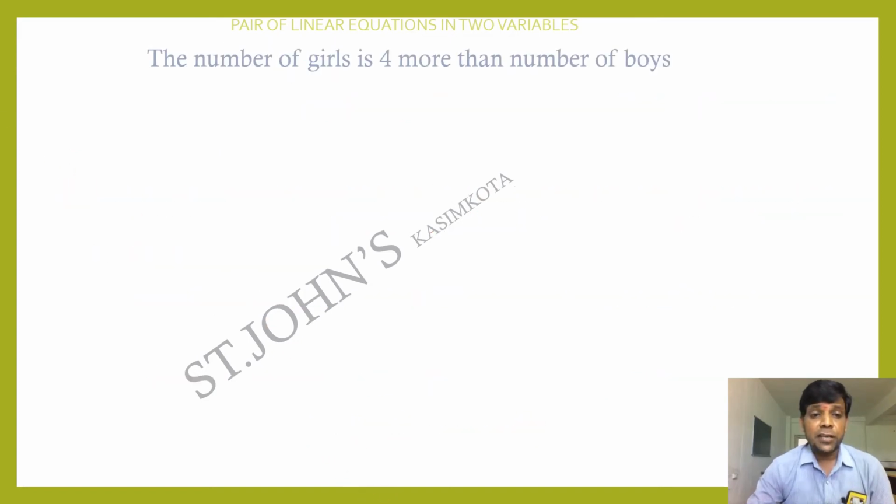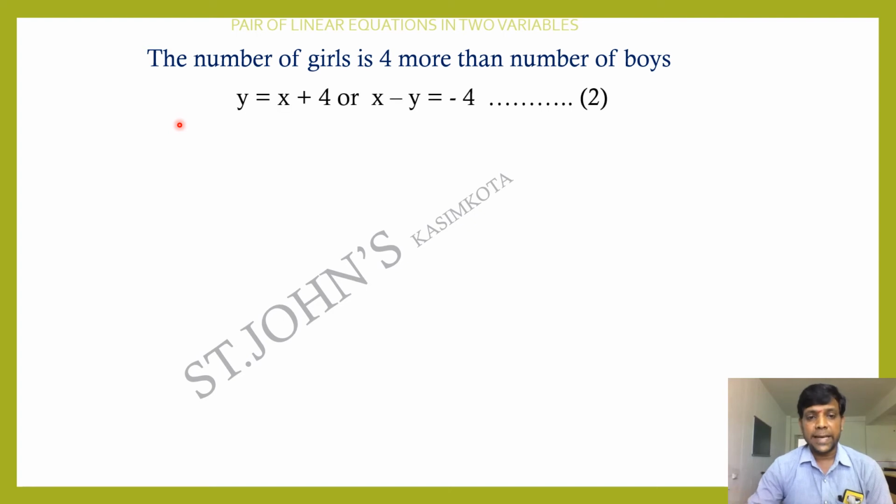So what is the second condition? The number of girls is 4 more than the number of boys. So number of boys equals x, then girls y equals x plus 4. Number of girls y equals x plus 4 means 4 more than boys. Or this is written as x minus y: moving plus y to the opposite side gives minus y, and moving plus 4 gives minus 4. So x minus y equals minus 4.